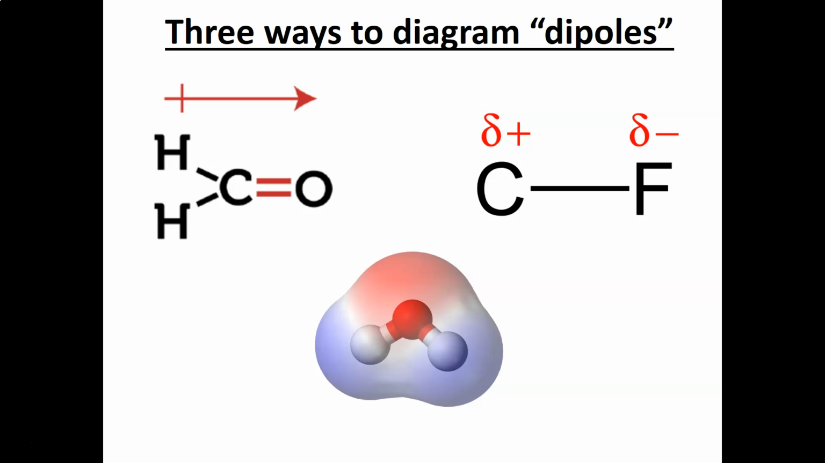Make sure that when you're diagramming these dipoles, whichever way you're doing it is very, very clear. I can only give you points if I can understand what you're trying to convey, right? If it's messy or squished or not obvious, then I can't give you credit for that.